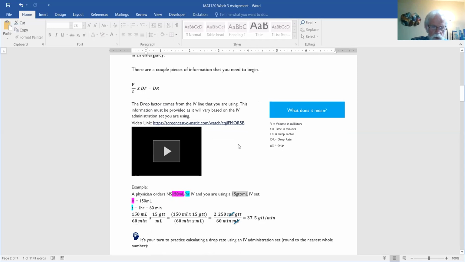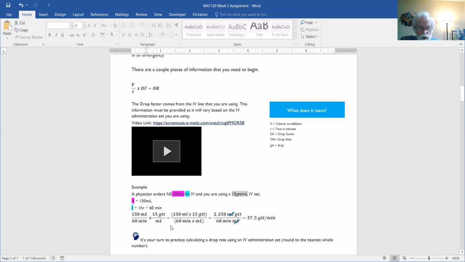So let's again use an example. The physician is ordering 150 milliliters per hour IV and using a set that is 15 drops per milliliter. Well, this 15 drops per milliliter tells us that we're going to be doing this manually. So we want to be calculating the time in minutes. In this particular case, 150 milliliters in an hour is 150 milliliters in 60 minutes.